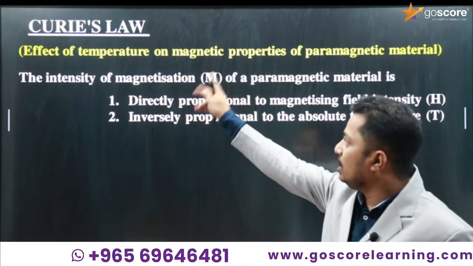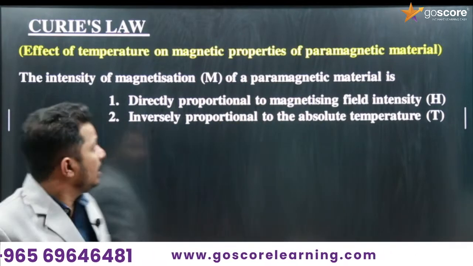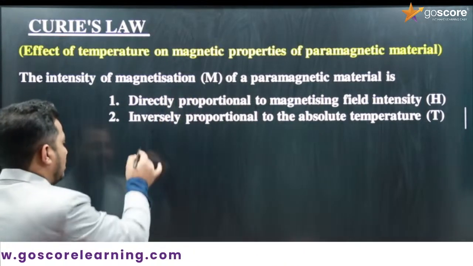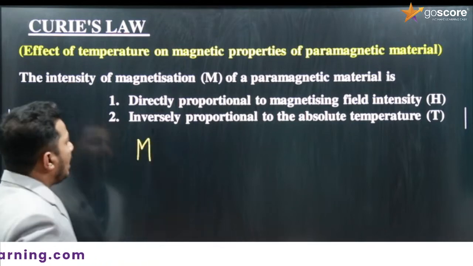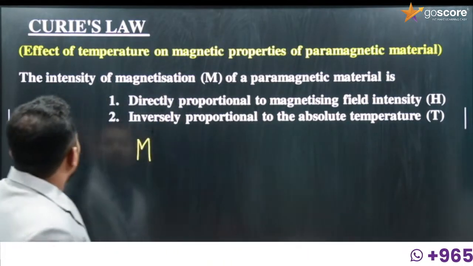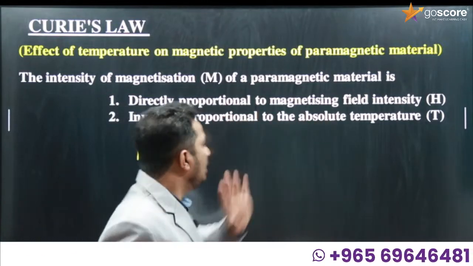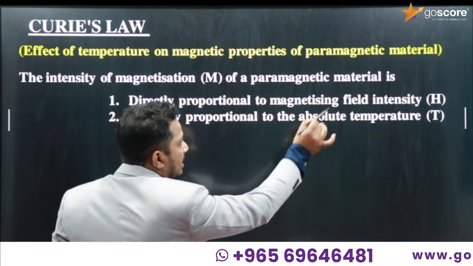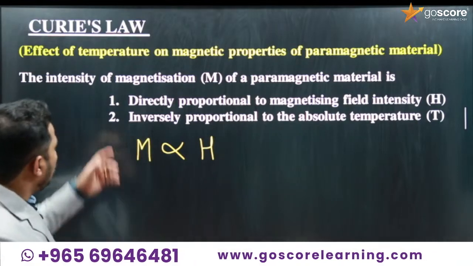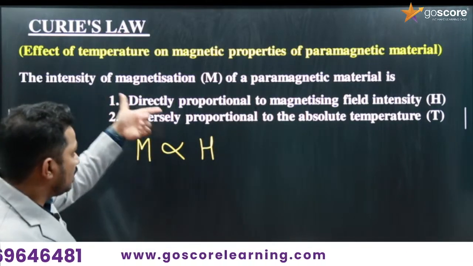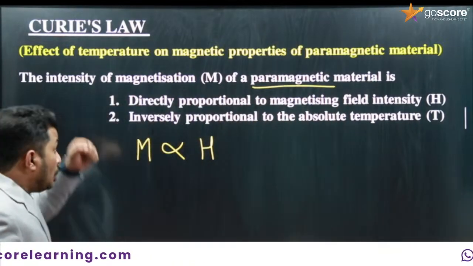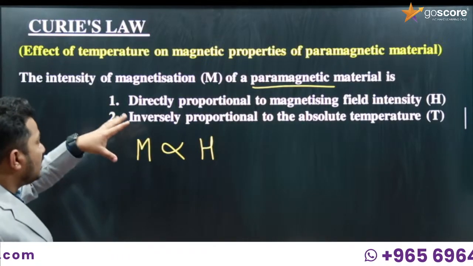For that, let's see Curie's law. Curie's law says that the intensity of magnetization of a paramagnetic material, denoted by the letter M, which is simply magnetization or magnetization intensity, is directly proportional to the magnetizing field intensity, denoted by the letter H. So M is proportional to H, only for paramagnetic materials. So Curie's law describes the intensity of magnetization of a paramagnetic material.